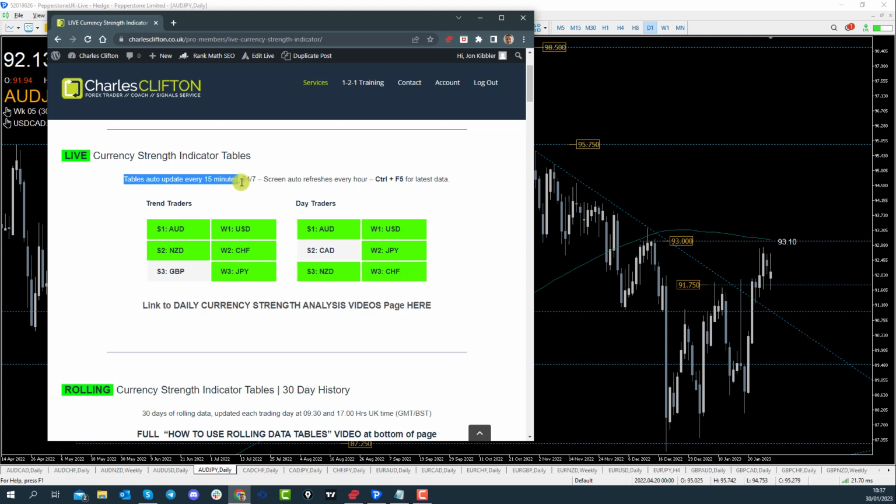The tables auto update every 15 minutes, 24/7, meaning our members can see how the markets stand right now in real time. So what are the tables telling us right now?